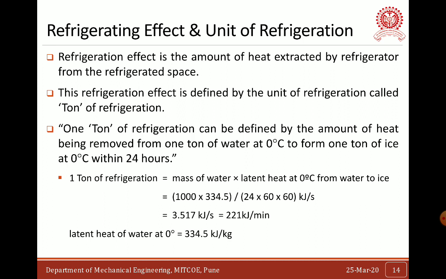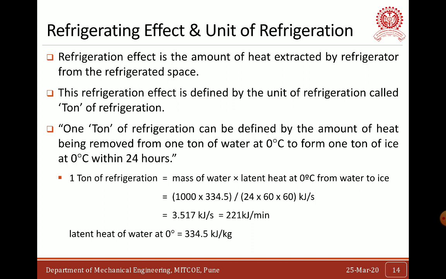From the definition we can find the equivalent of 1 ton of refrigeration. 1 ton of refrigeration is equal to the mass of water. How much water are we cooling? 1 ton, that is 1000 kg, multiplied by the latent heat to convert water to ice, which at 0 degrees Celsius is 334.5. And how much time is required? 24 hours. We need to convert that time into seconds, so divide by 24 hours into 60 for minutes, again into 60 for seconds. So 1 ton of refrigeration is equal to 3.517 kilojoule per second, or 3.517 kilowatt, or 211 kilojoule per minute.